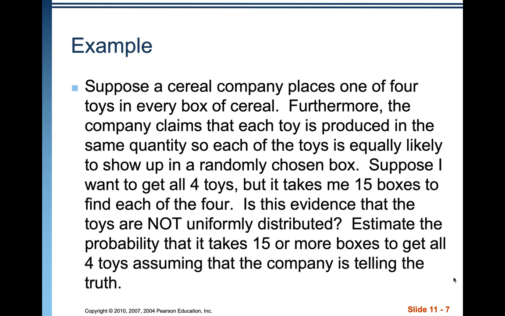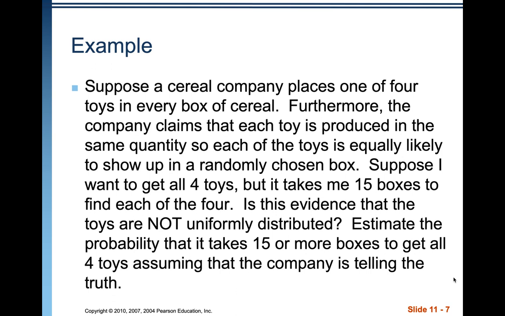Suppose a cereal company places one of 4 toys in every box of cereal. Furthermore, the company claims that each toy is produced in the same quantity, so each of the toys is equally likely to show up in a randomly chosen box. Suppose I want to get all 4 toys, but it takes me 15 boxes to find each of the 4. Is this evidence that the toys are not uniformly distributed?